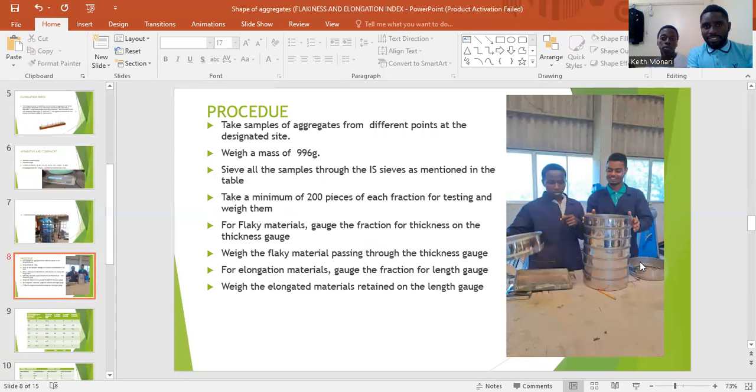Now, let's go through the procedure that we took. Number one, take a sample of aggregates from different points of the designated site. Two, weigh a mass of 996 grams. Three, sieve all the samples through the international standard sieves as mentioned in the table above. Four, take a minimum of 200 pieces of each fraction for testing and weigh them. Five, for flaky materials, gauge the fraction for thickness on the thickness gauge. Weigh the flaky material passing through the thickness gauge. For elongation materials, gauge the fraction on the length gauge. Weigh the elongation materials retained on the length gauge.